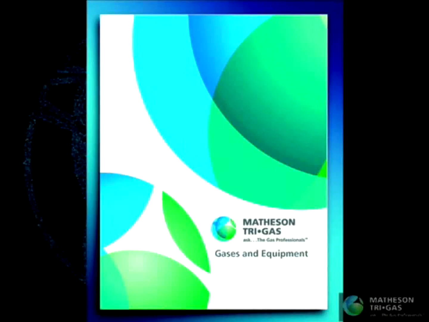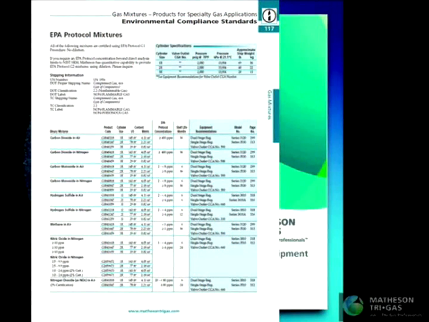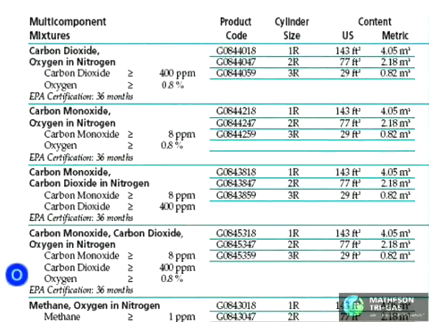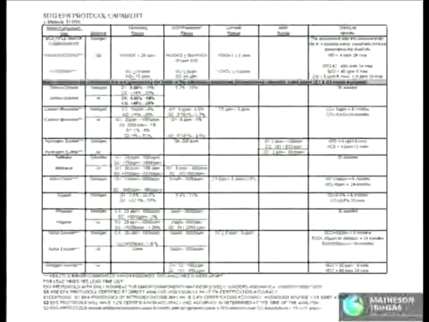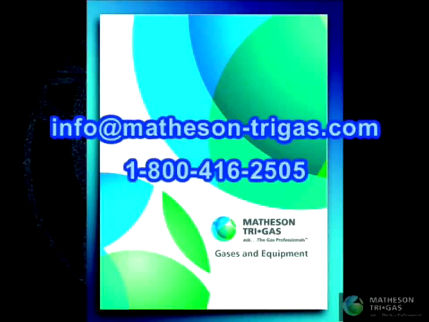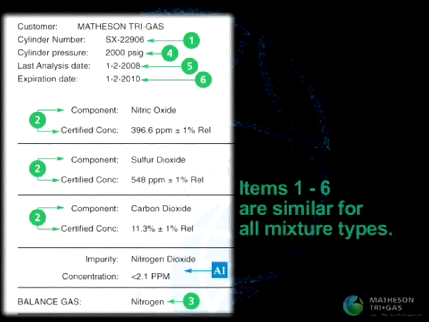You can find information about certification periods in the Matheson Tri-Gas catalog. Each product listing in the catalog contains information on the certification period for that specific gas product. This information is also contained in the MTG EPA Protocol Capability Spreadsheet. Please contact us at info@mathesontrigas.com. Items 1 to 6 are similar on all EPA protocol certificates.